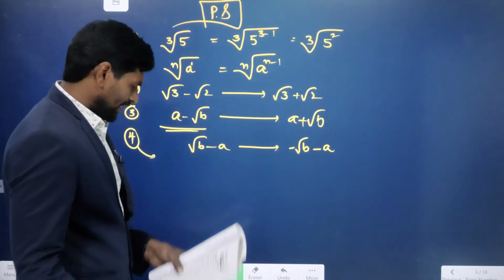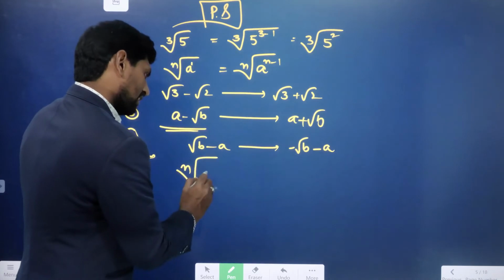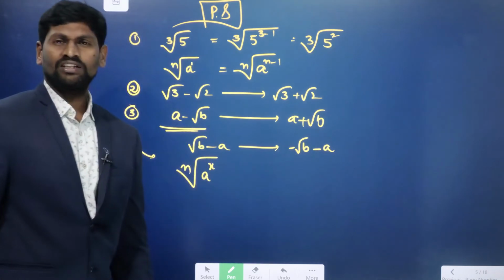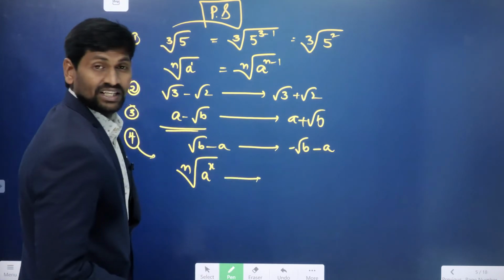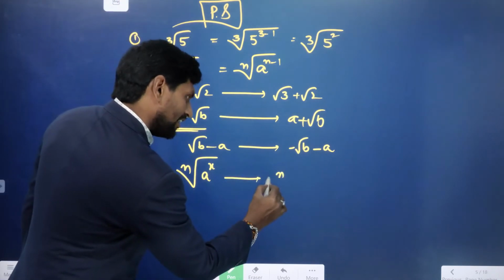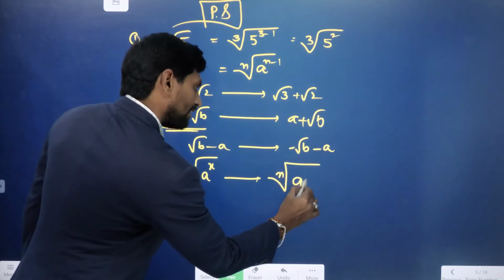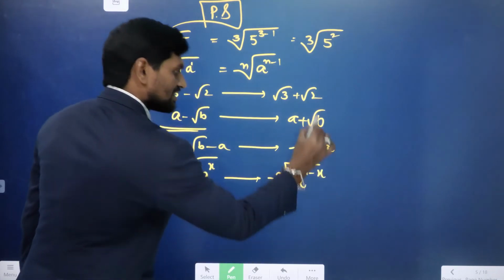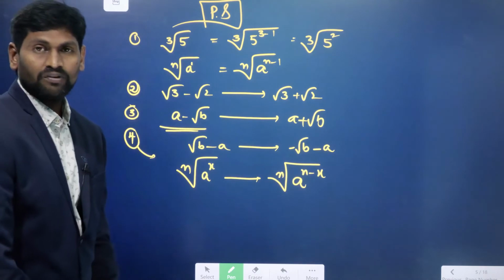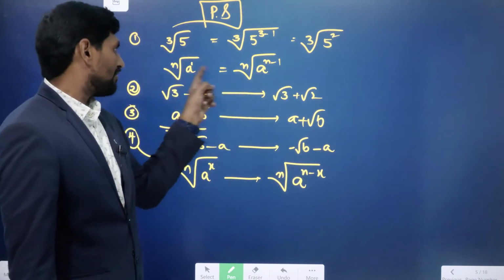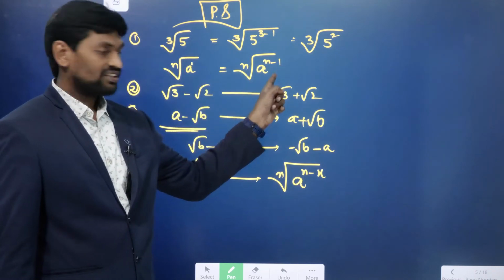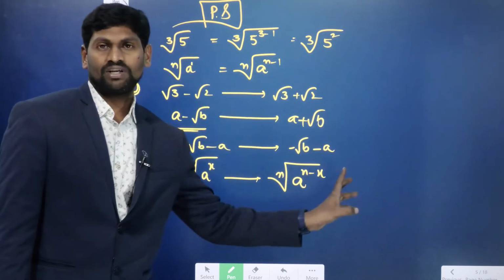If p equals nth root a power x, then what is the rationalizing factor? Very good: nth root of a power n minus x. See, nth root of a power n minus 1; this exponent I had written like that. Now the exponent x is given, so it is n minus x.